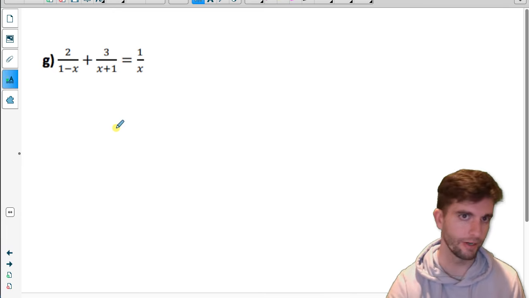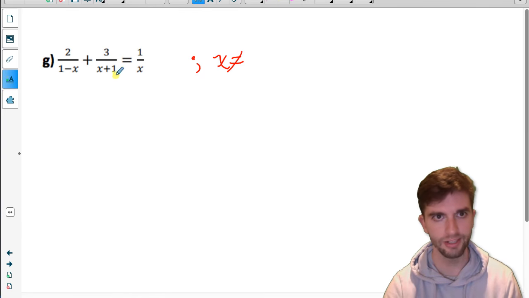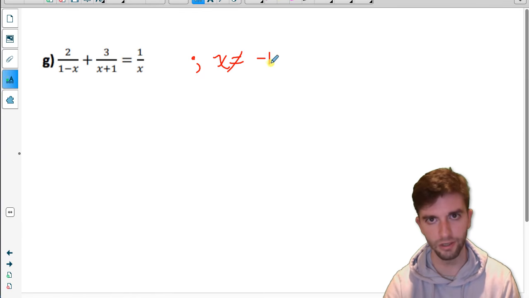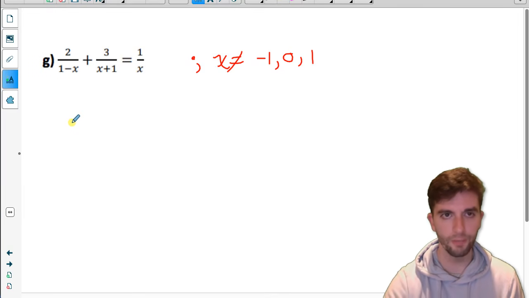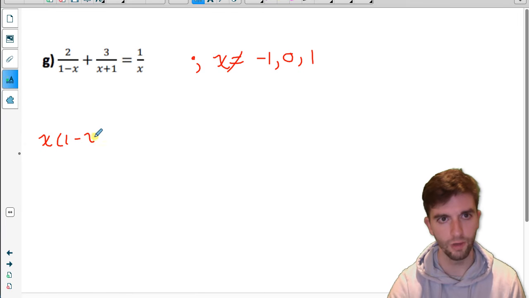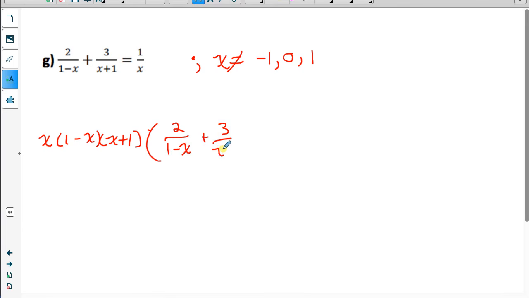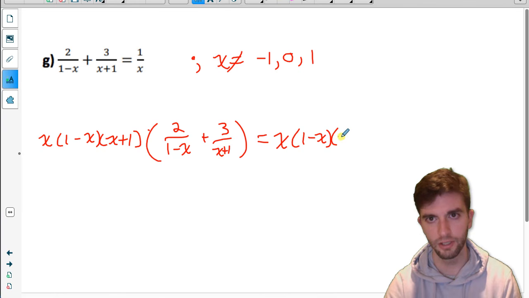To solve this equation, there's a bunch of ways we could do it. Let's start at least by stating our restrictions. X cannot equal 1, -1, or 0. And now that we have the restrictions, we can go ahead and try and get rid of these fractions by multiplying both sides of the equation by a common denominator. Well, what's a common denominator between 3 denominators? Well, it would be the product of all 3 of them. So I'll multiply the left side by x, 1 minus x, and x plus 1. And I'll also multiply the right side by x, 1 minus x, and x plus 1.